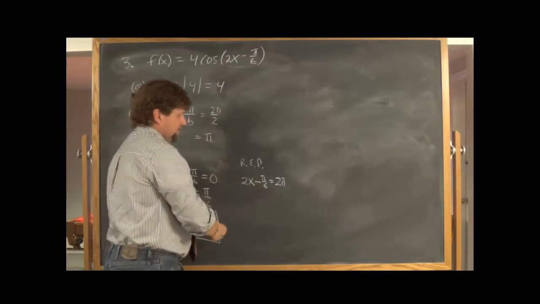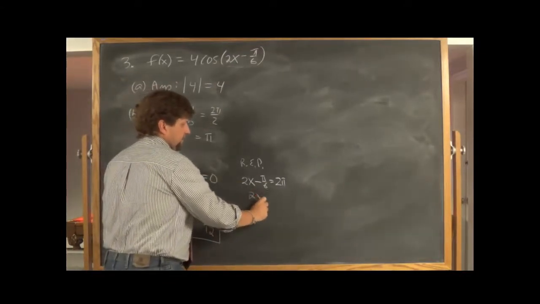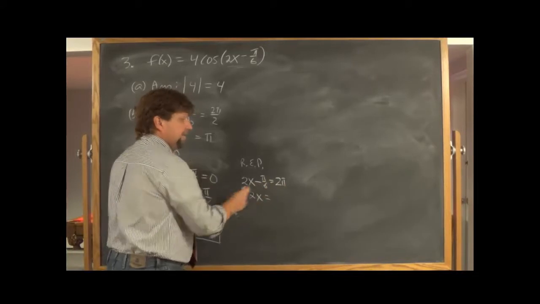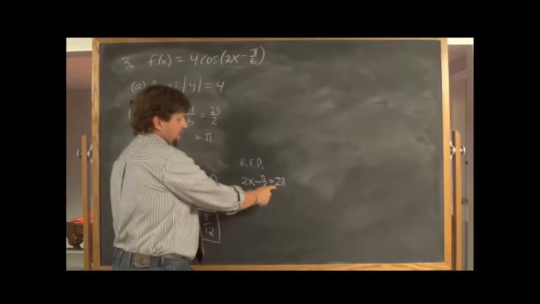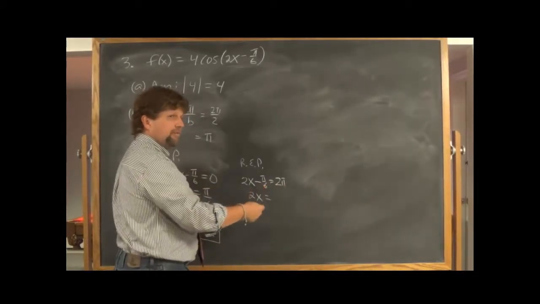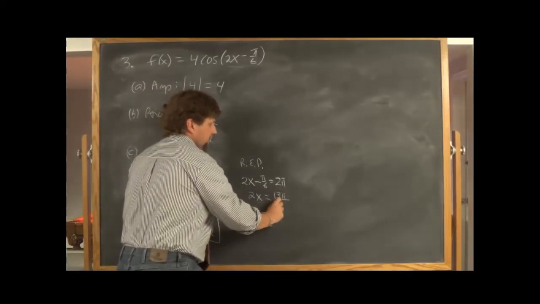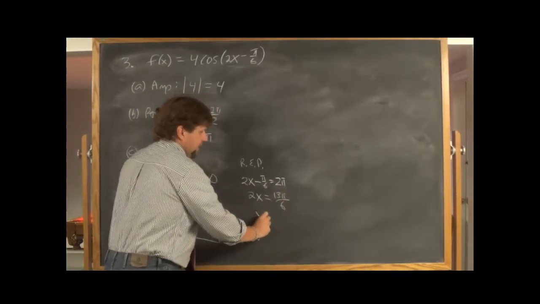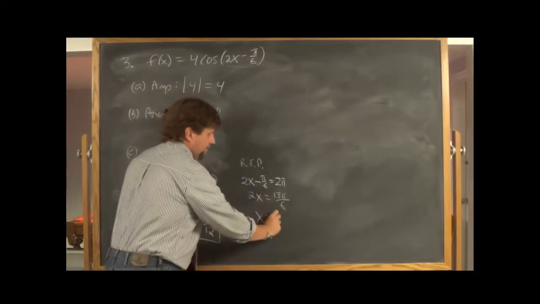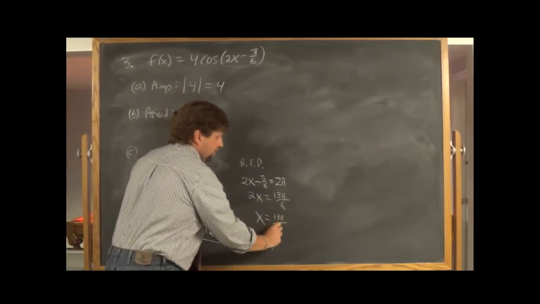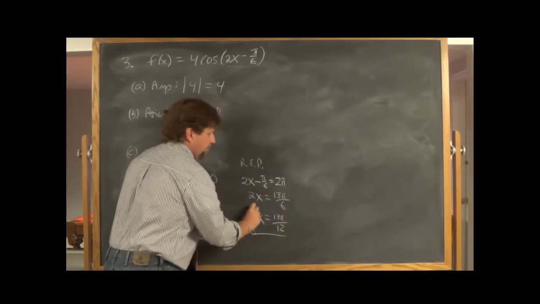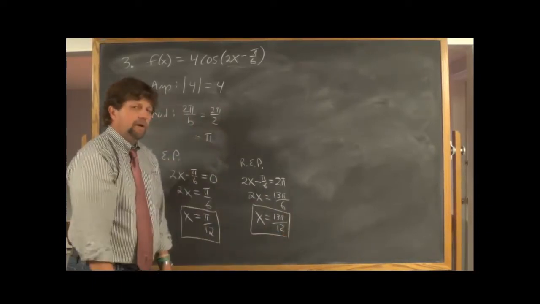And if I solve this for x, I'd have to add pi over 6 to both sides. 2 pi, which is 12 pi over 6, plus pi over 6. That's 13 pi over 6. And then multiply by 1/2. I get the right endpoint of 1 period to be 13 pi over 12.